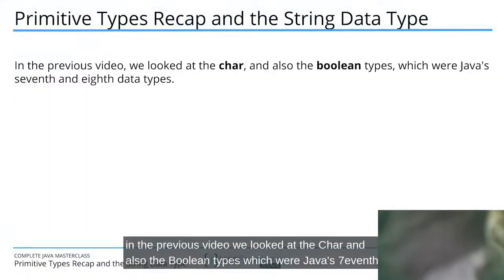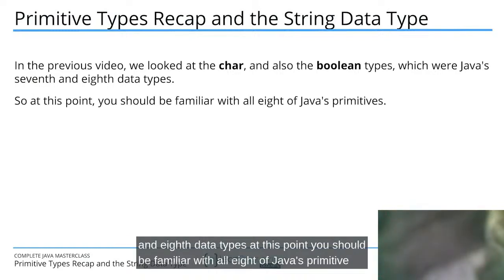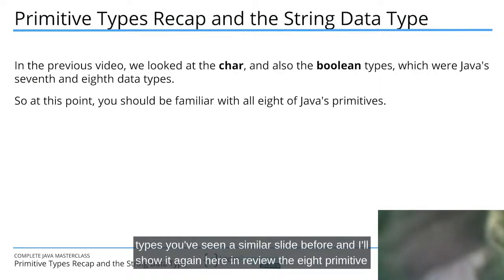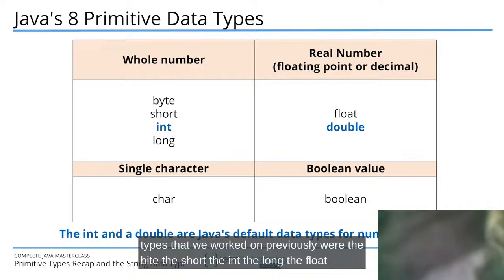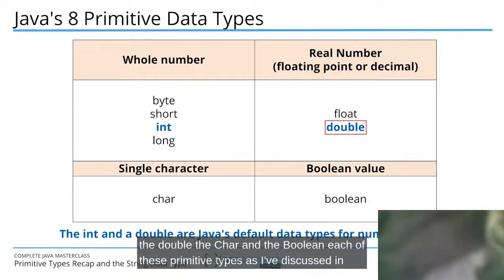In the previous video, we looked at the char and also the Boolean types, which were Java's 7th and 8th data types. At this point, you should be familiar with all 8 of Java's primitive types. You've seen a similar slide before, and I'll show it again here. In review, the 8 primitive types that we worked on previously were the byte, the short, the int, the long, the float, the double, the char, and the Boolean.